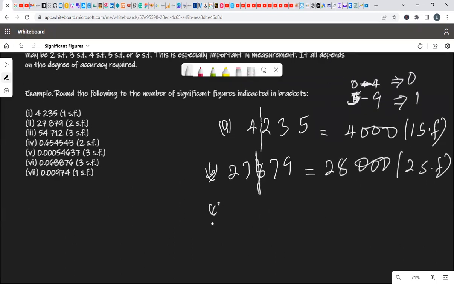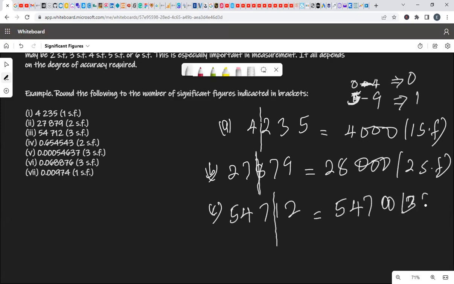Then question C, I have 54,712 to three significant figures. Again, let's locate the position of three significant figures here: 1, 2, 3. Let me use a line to demarcate that. The next digit to that is 1. 1 is in this range of 0 to 4, which rounds to 0. 0 plus 7 is 7. So this number is 5, 4, 7, 0, 0. How many significant figures? Three significant figures.